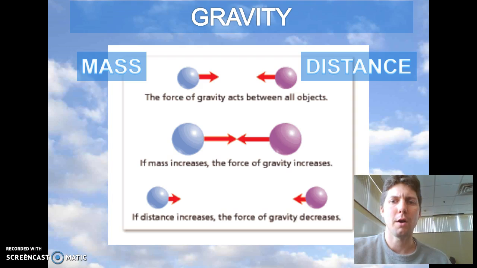When we compare our Earth to an outer planet like Jupiter, Jupiter is a very massive planet and has so much gravitational pull that the atmosphere is very, very thick and massive.